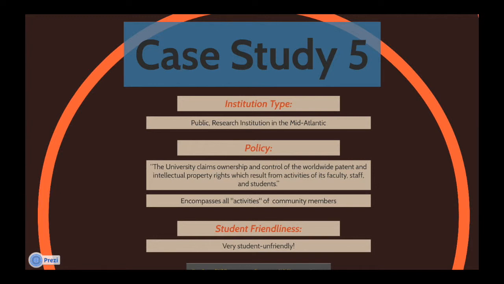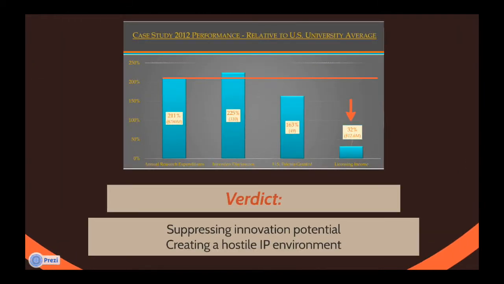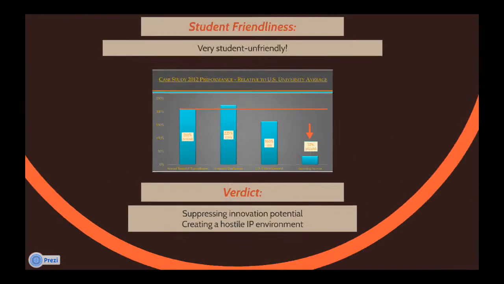By widening its policy to encompass all activities of university community members, including students, this policy appears to be suppressing innovation potential by creating a hostile IP environment. This certainly appears to be the case because this institution recently reported IP outputs, consisting of annual licensing income and US patents granted, that fall substantially below institutional averages.